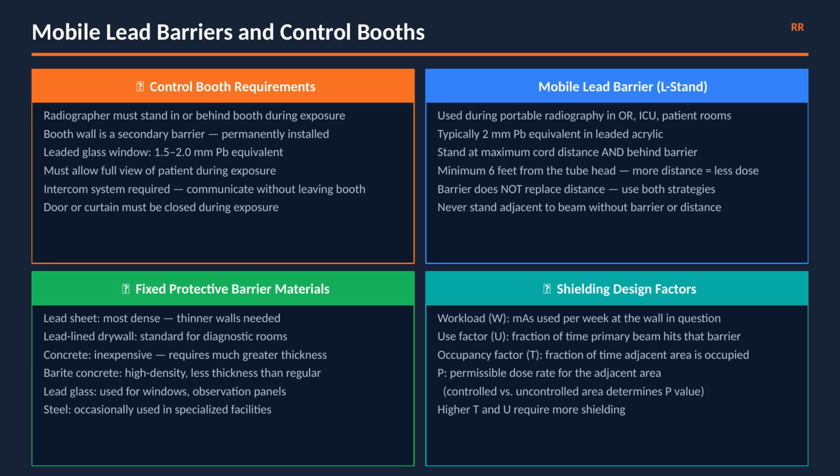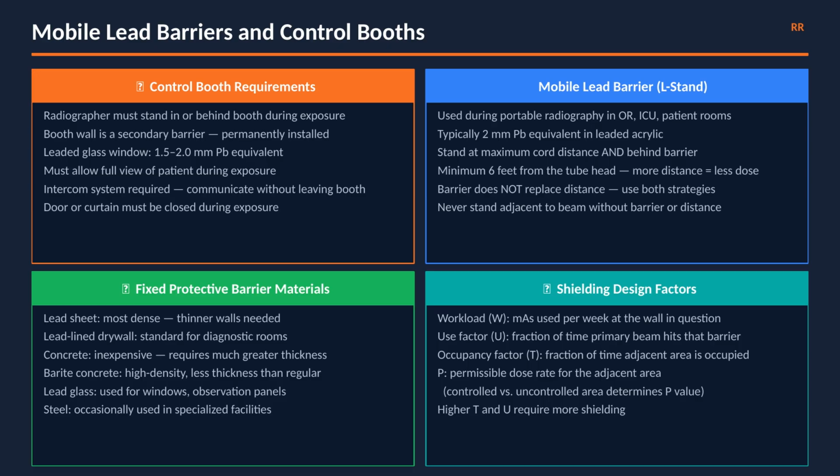Mobile lead barriers, L-stands, are essential for portable radiography in the OR, ICU, and patient rooms. Typically, 2 millimeters lead equivalent in leaded acrylic. Position the barrier between yourself and the tube. Stand at maximum cord extension, minimum 6 feet from the tube head. Use the barrier and distance, not one or the other.